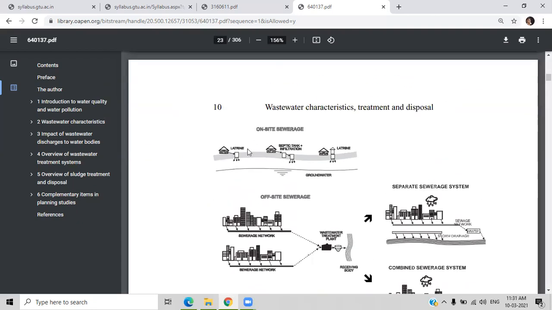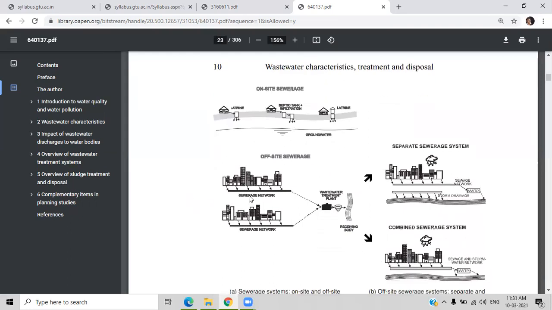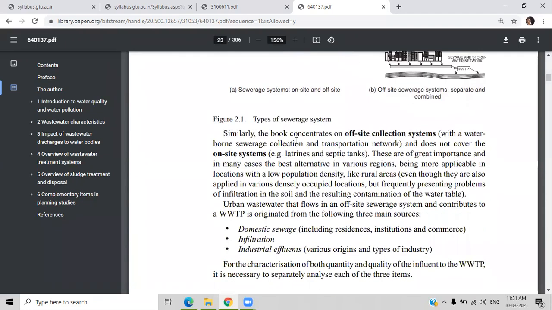So this is a figure that shows the on-site sewerage and the off-site sewerage. In any urban area, we generally see the off-site sewerage, which has a large diameter pipe that contains the sewerage waste from the domestic houses of individuals, collected and transported to the wastewater treatment plant. Similarly, the offsite collection system does not cover the on-site system. These are of great importance and in many cases the best alternative in various regions, being more applicable in locations with a low population density like rural areas.